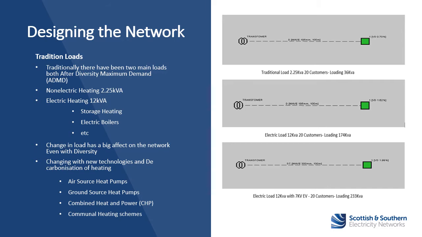It's worth mentioning as well, if we keep assessing the loads as 12 kVA, eventually things are going to break on the network. The bottom example there is just adding the electric load of 12 kVA. So if it's electrically heated with a 7 kW EV charger, we're up at 233 kVA. So you can quickly see how the load's increasing. The heating load has a big impact on the network, and it's got a big impact on us achieving net zero and the power consumed in the home. Everything's becoming more efficient, everything's developing with the technologies, and we need to carry on developing what we do and how we assess the networks as well.